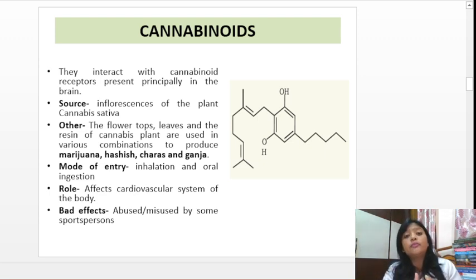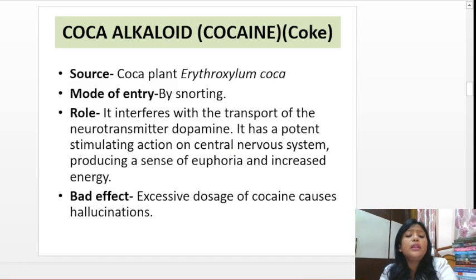They are consumed by individuals by inhalation and oral ingestion. What does this drug do? It affects the cardiovascular system of the body. This type of drug is also used by some sportsmen, meaning they are misused. I'll tell you about the good effects of drugs also. Some drugs have good effects, but when they are misused by some people, it leads to drug abuse.